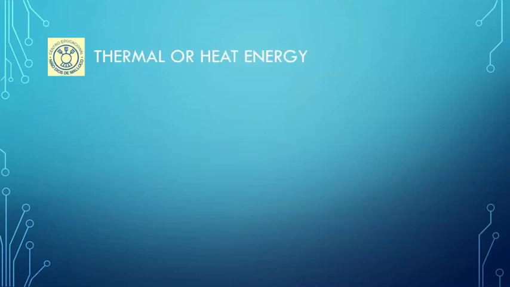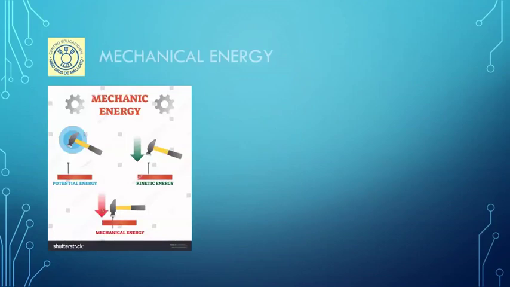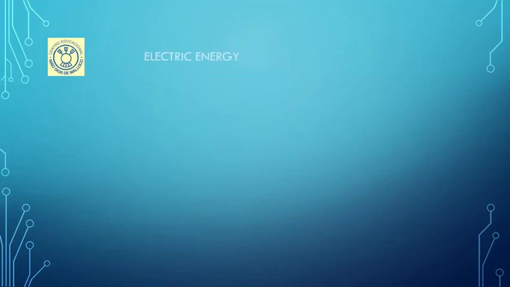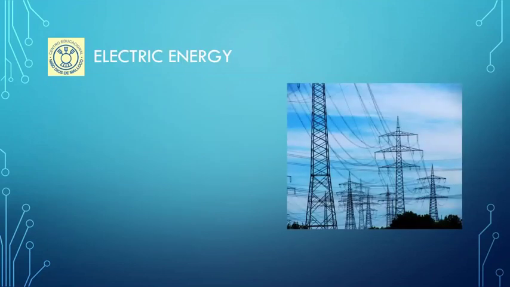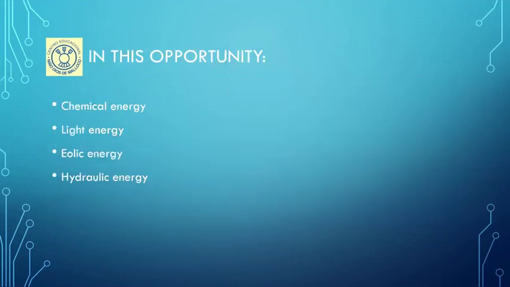We talked about some types of energy, part 1, and we started with thermal or heat energy. And remember that this energy is the one that comes from heat. We also reviewed mechanical energy, which is the energy possessed by an object in relation to its movement or position. We also saw electric energy, which is the energy presented in electricity. And in this opportunity, we will review chemical energy, light energy, eolic energy, and hydraulic energy.